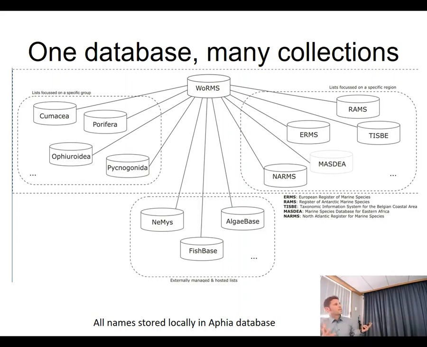so the model was basically that we have one common database with one same taxonomy, and we create several collections within that database. So one species can be European, so it will be part of the ERMS, but it's a sponge, so it is also part of the World Porifera database. So that was the model.